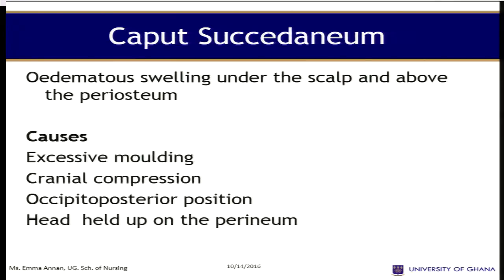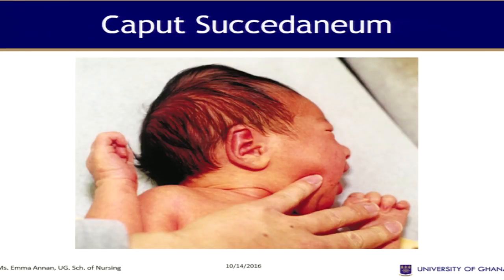Causes of caput are excessive molding, cranial compression, occipito-posterior position, and head held up on the perineum. These can lead to Caput Succedaneum. So this is an image of Caput Succedaneum.